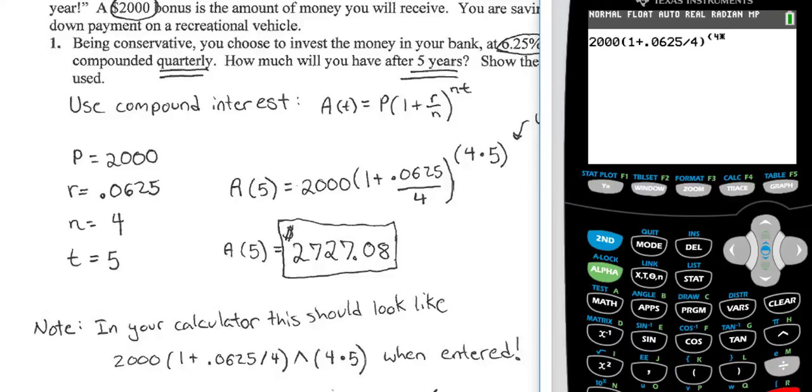A common mistake I see, if you have an older calculator, if you do not put the 4 times 5 in parentheses, you'll get the wrong answer. So make sure you put this in parentheses. On the newer calculators, it doesn't matter, but just to be safe, I like to put that in parentheses. And you see, this kind of makes sense, right? I put in $2,000. A couple of years later, I take out $2,700. So it looks like I earned $727 in interest. Okay, so that was for money being compounded quarterly.